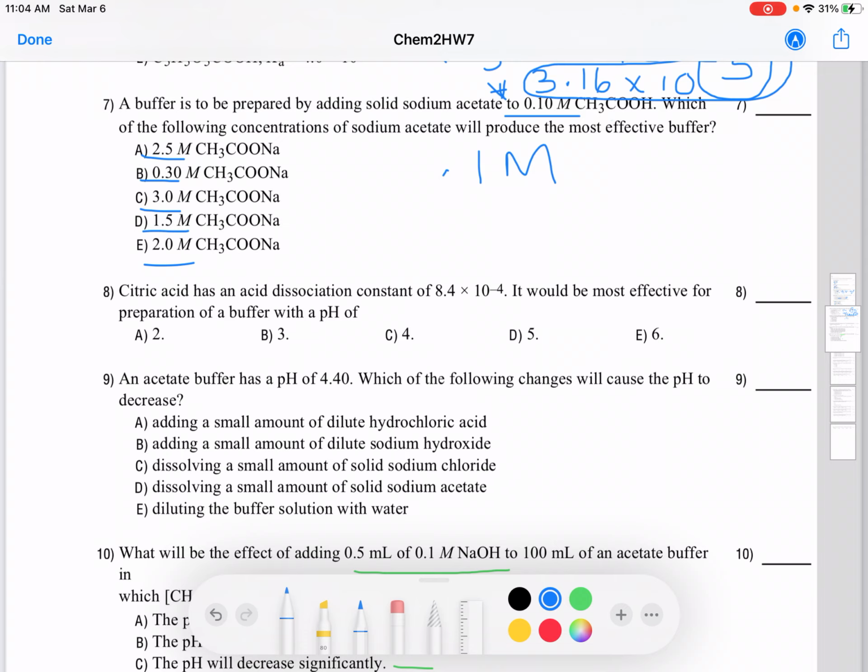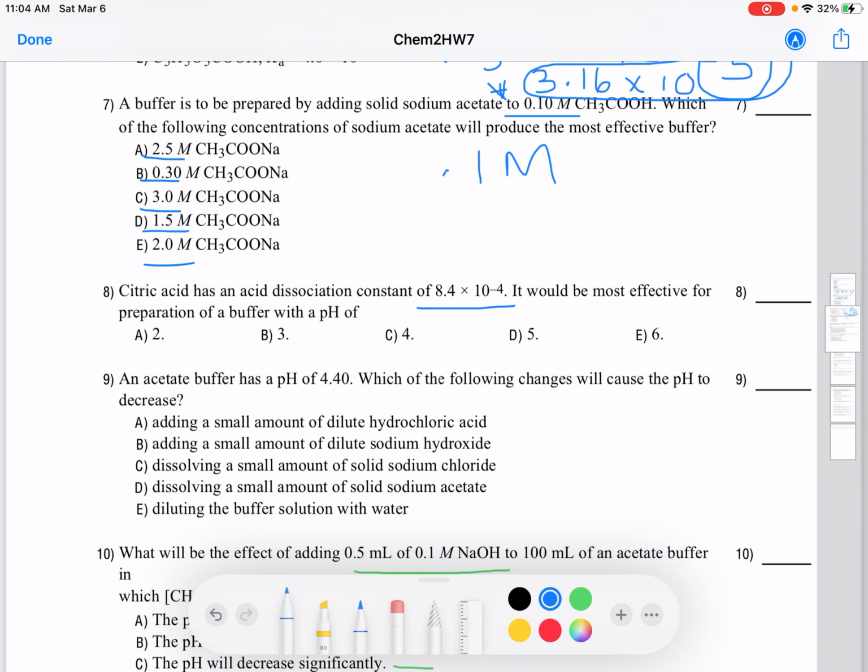Okay. Number 8, citric acid has an acid dissociation constant given. It would be most effective for preparation of a buffer with a pH of... Again, we are given the Ka. Like I mentioned before, if you want to make a buffer system, you would choose the acid which has the same or similar pKa as the pH of your desired buffer.